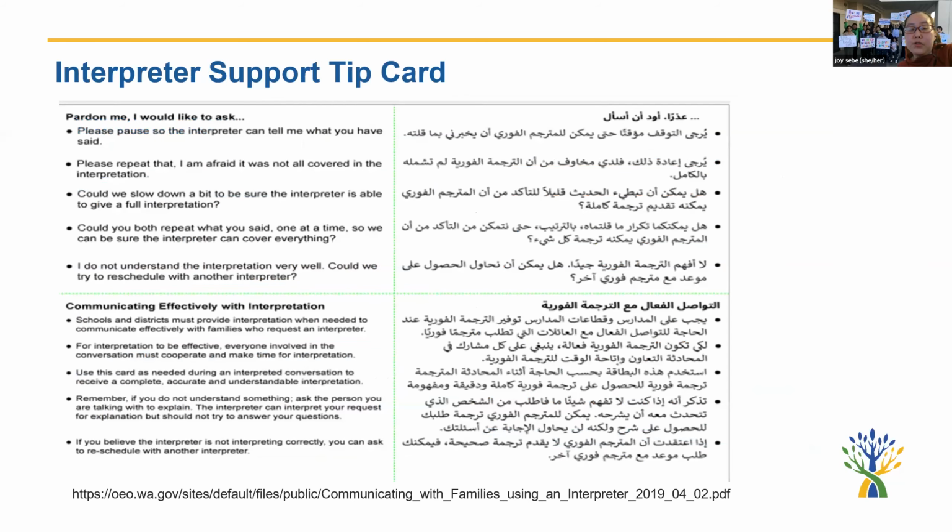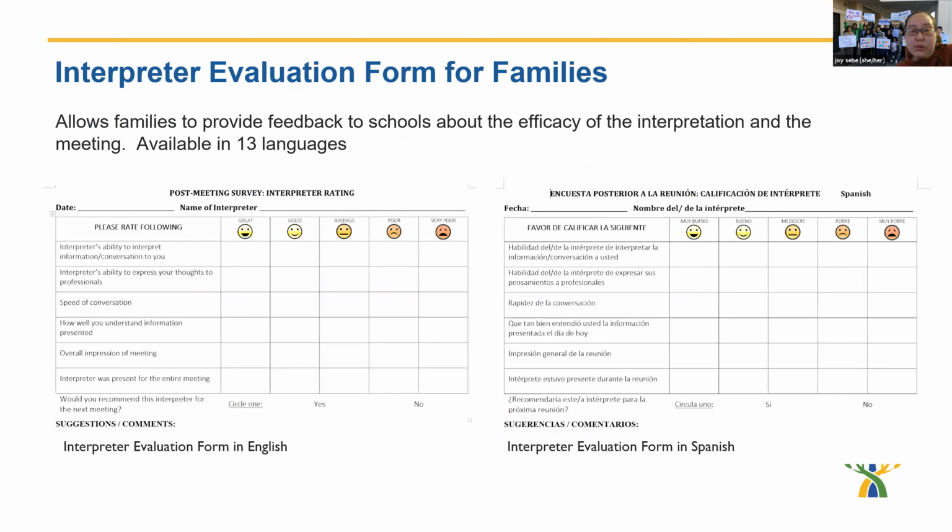Okay, and then we have the interpreter support tip cards. Moses has put the language access page in the chat, and that's where you can find this resource and take a look at it at your leisure. Then we have this interpreter evaluation form for families. On the left-hand side it's in English, and on the right-hand side in Spanish. ODMF has this in 15-plus languages, and we'll be posting it in the fecinclusion.org resource library. And Moses has posted the interpreter tip cards in the chat.